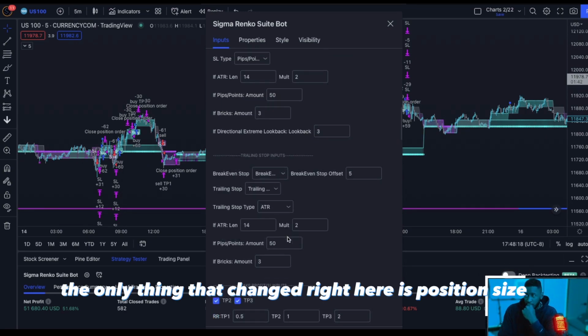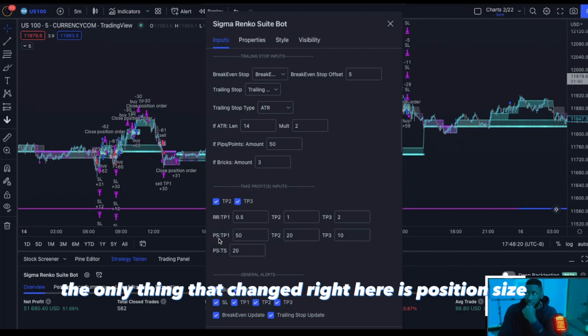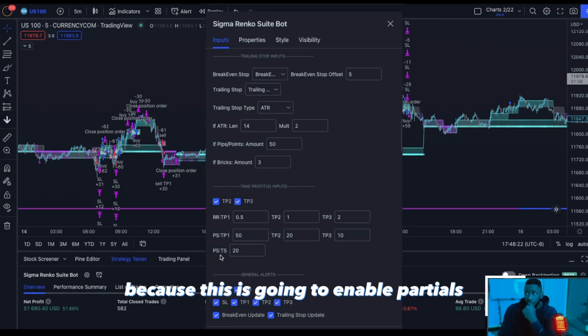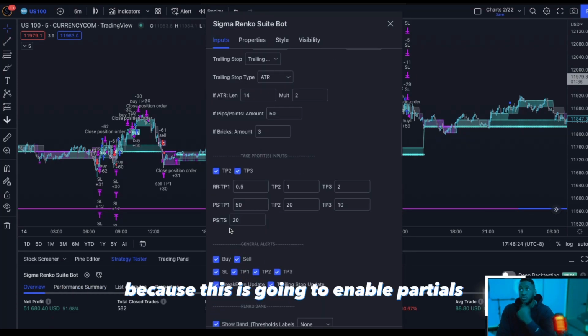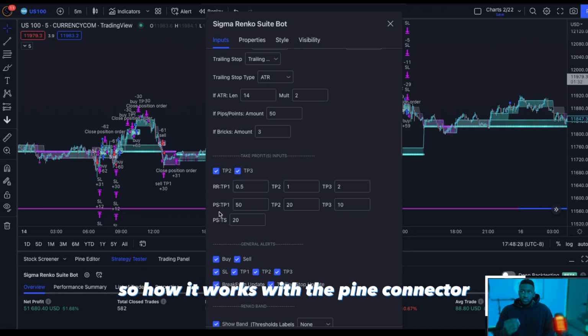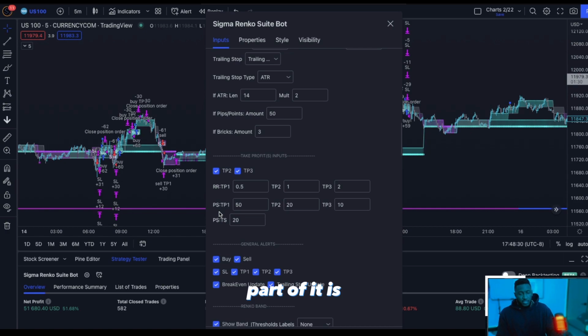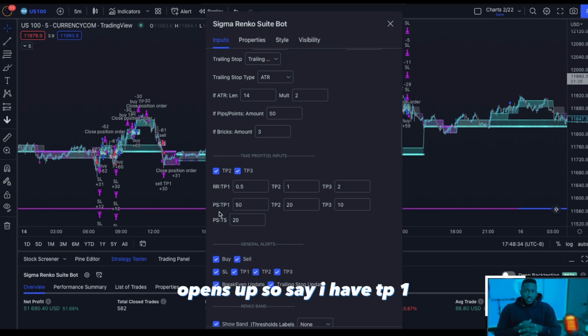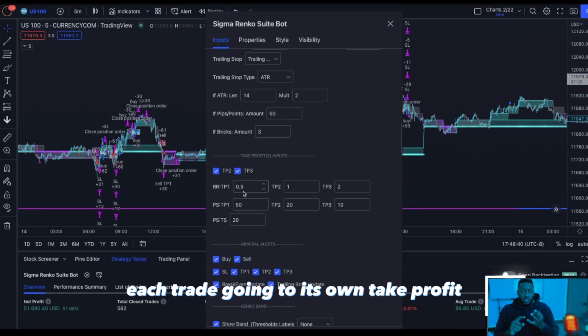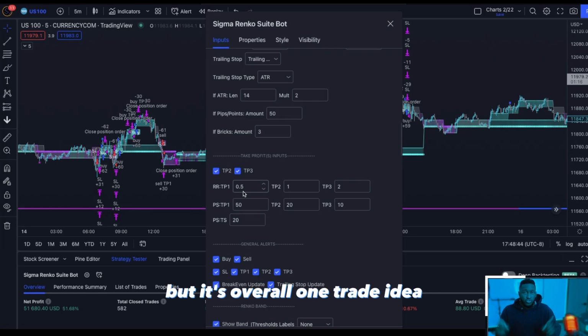Okay, the only thing that changed right here is position size, because this is going to enable partials. So how it works with the Pine Connector part of it is it opens up, say I have TP1 and TP2 checked, it will open up 3 trades. Each trade going to its own take profit, but it's overall one trade idea.